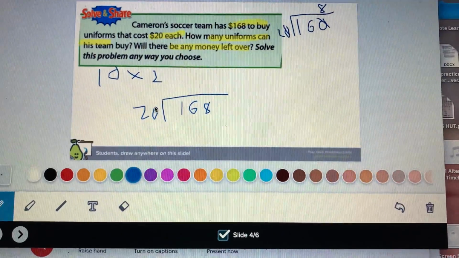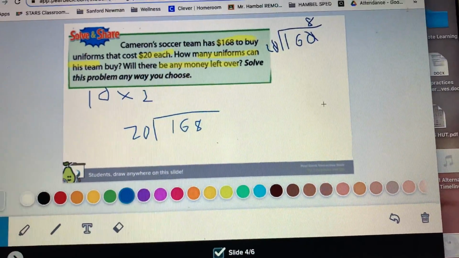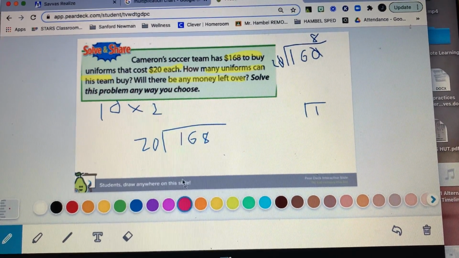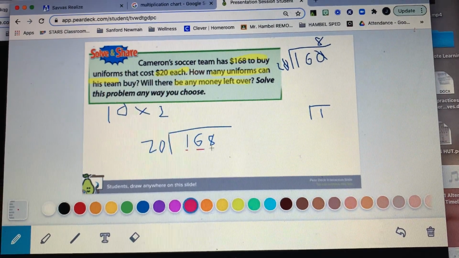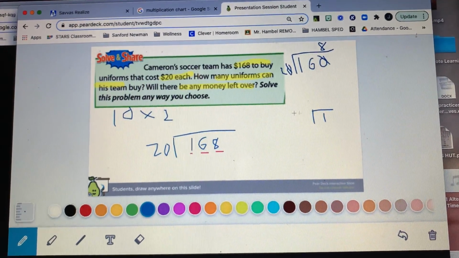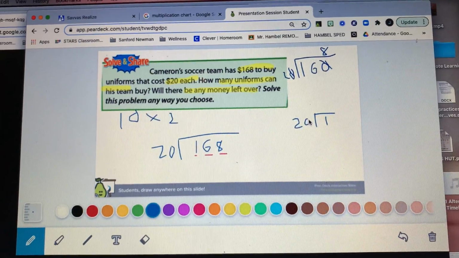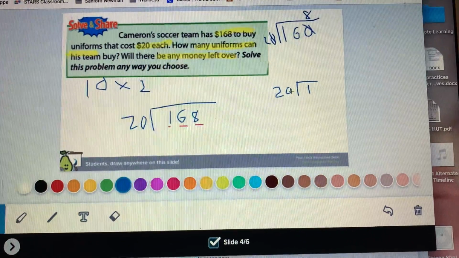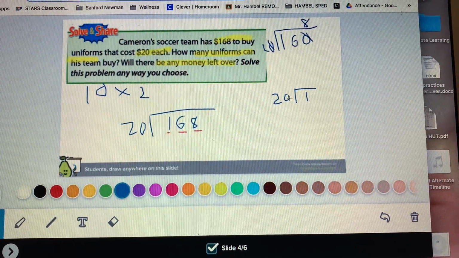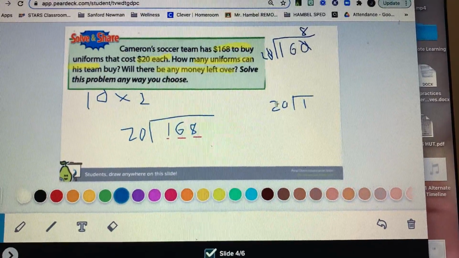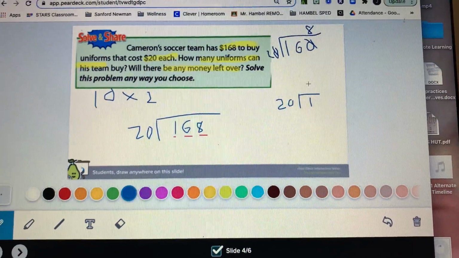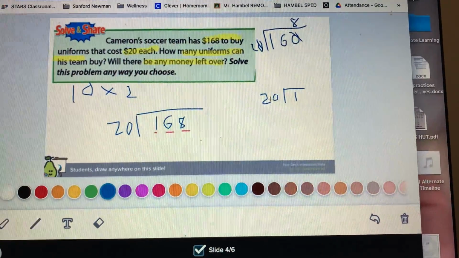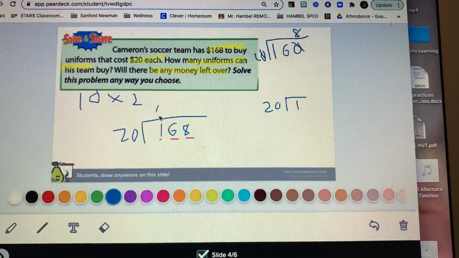Now, a couple things to think about. If you want to split the problem apart, this is the order you're going to go in, right? You're going to start off with 1 divided by 20. Now the idea is, if you have $1, can you divide it across 20? No. No number times 20 is going to get you 1. Or with 1, you can't make an equal group of 20. So that's why you're going to have a 0.